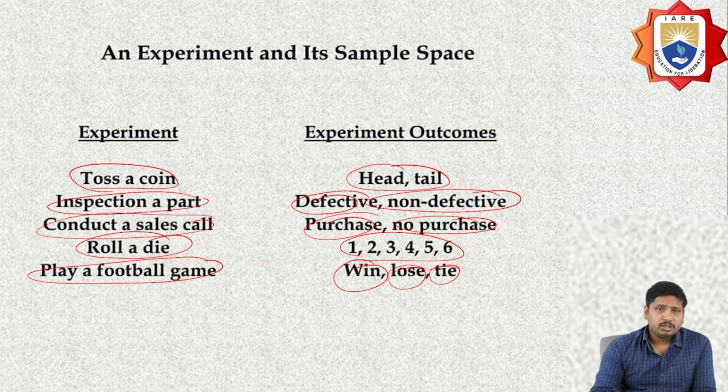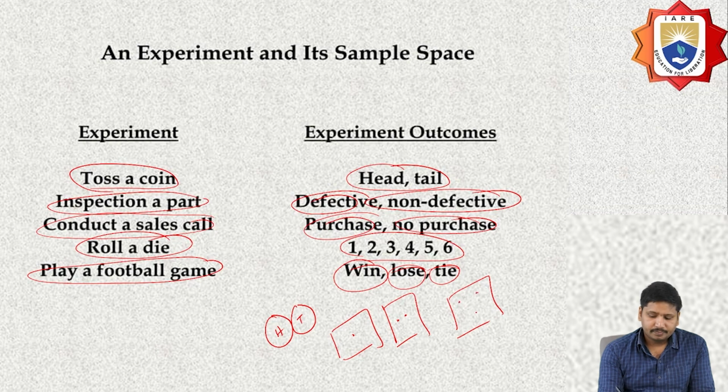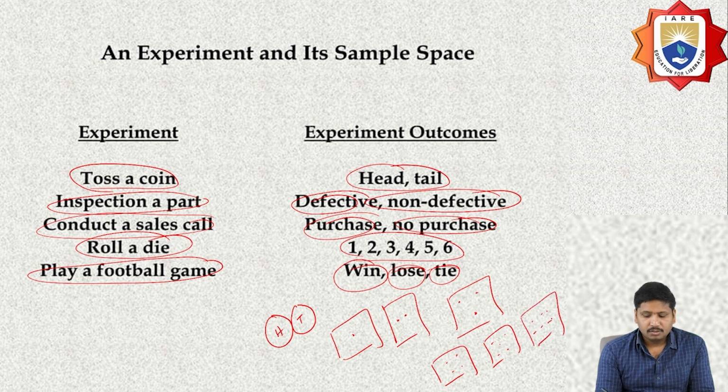So if I toss a coin, I can get head or tail. If I roll a die, the possible outcomes are 1 to 6. These are the possible outcomes we get. Playing a football game is either a win, a loss, or a tie.